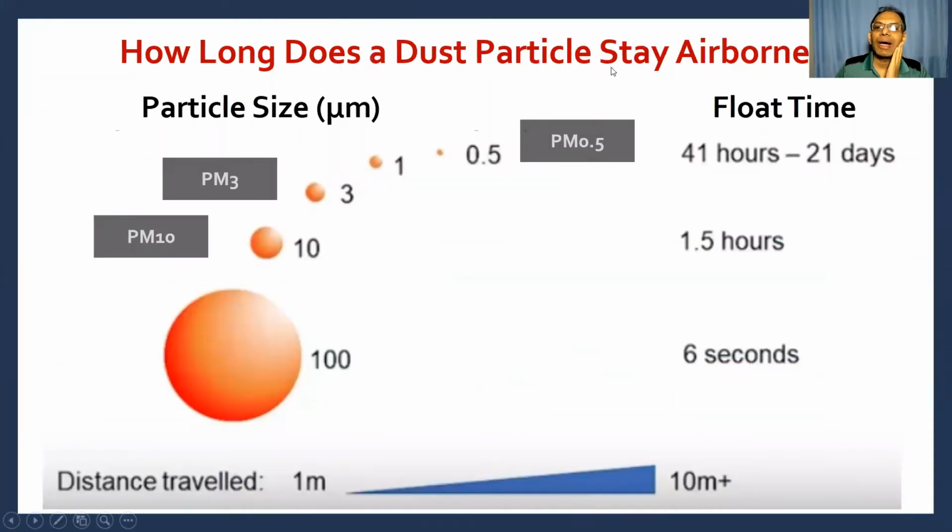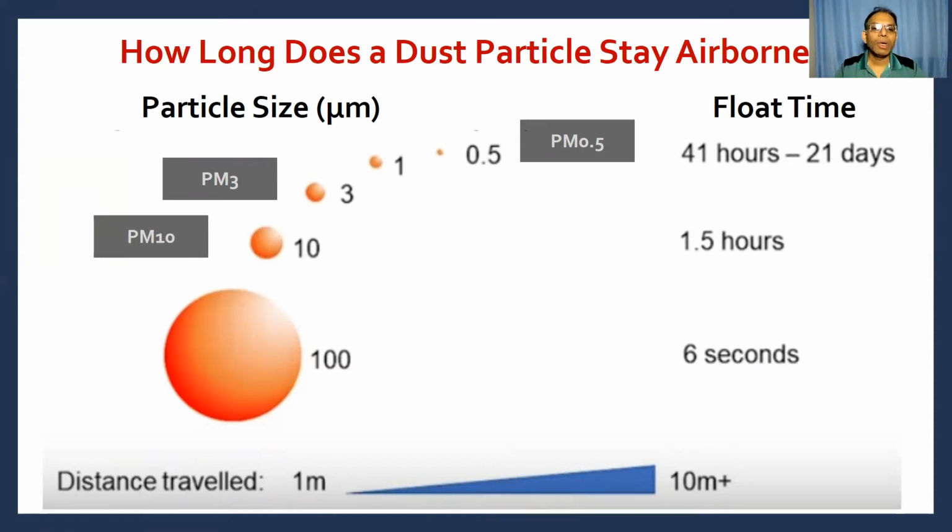How long does a dust particle stay in air? If it is a 100 micron particle, that is 10 times the size of the bull, the elephant, it will fall to the ground in 6 seconds. You know, if you drop a feather also, it will drop in 6 seconds. When it's the size of the bull, that dust particle, if it goes in air, it will fall in 1.5 hours on an average, but it will come down.